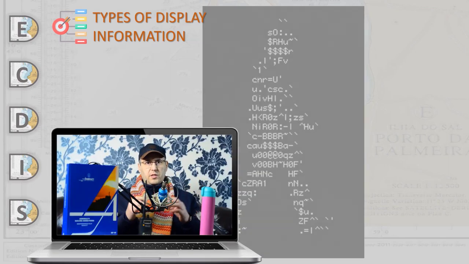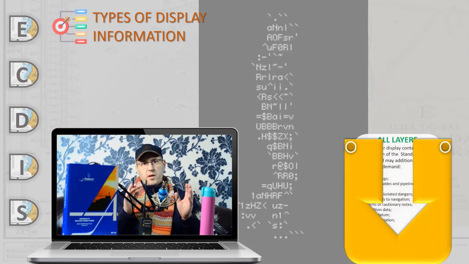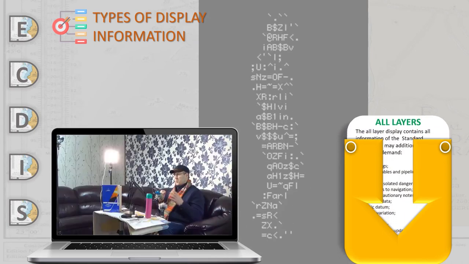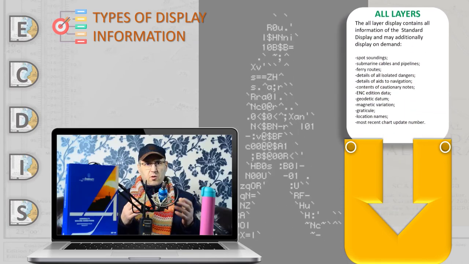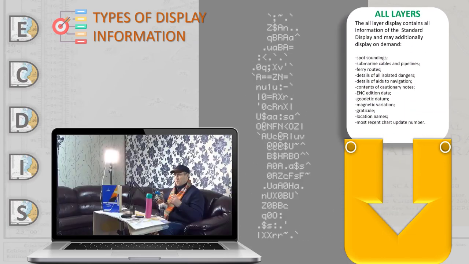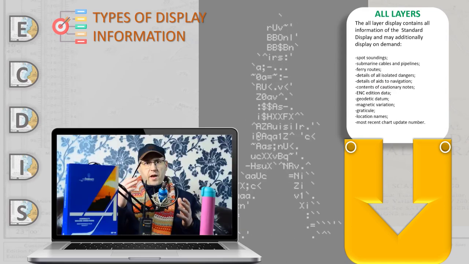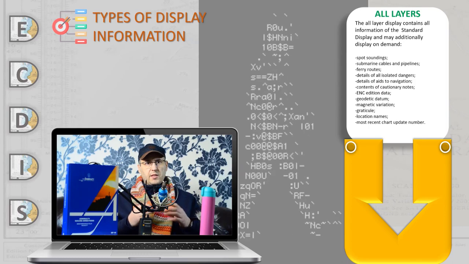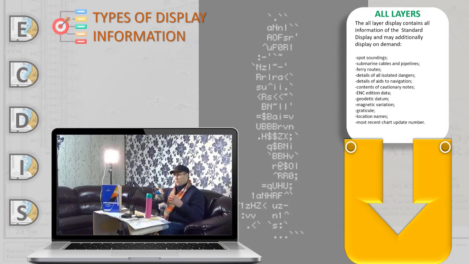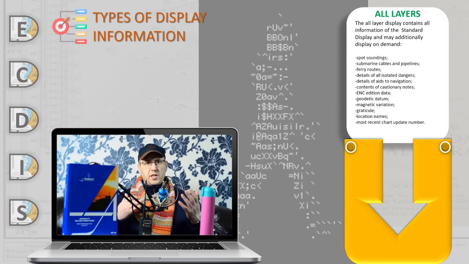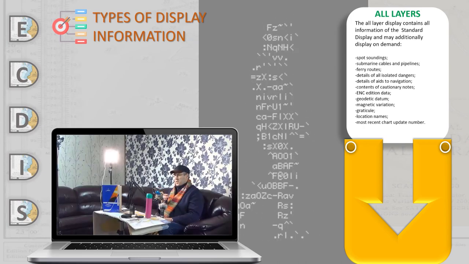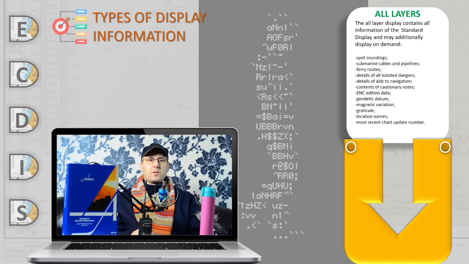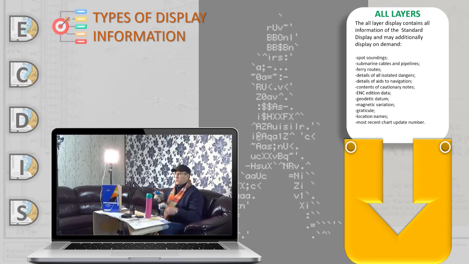The All Layers display contains all information of the standard display and may additionally display on demand next categories like spot soundings, submarine cables and pipelines, ferry routes, details of all isolated dangers, details of aids to navigation, contents of cautionary notes, in-sea edition data, geodetic datum, magnetic variation, latitude, location names, most recent chart update number.